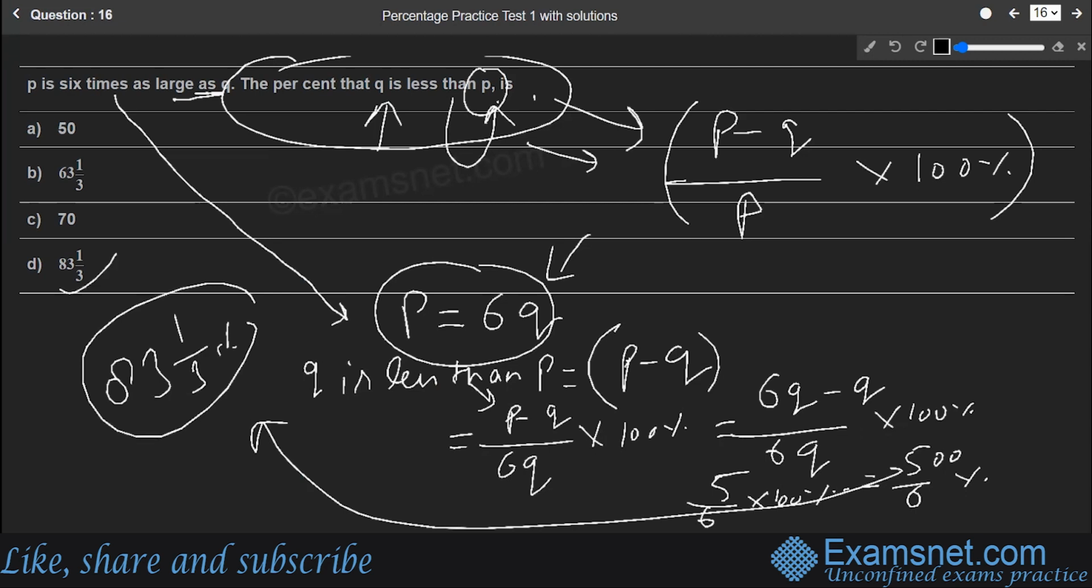83 1 by 3%. Where is it available? It is available in option number D. So that becomes the right answer.